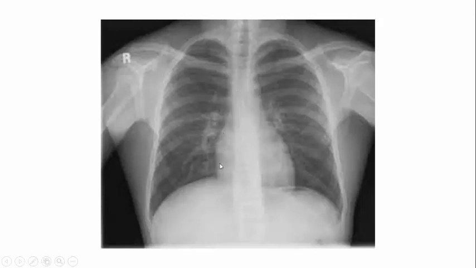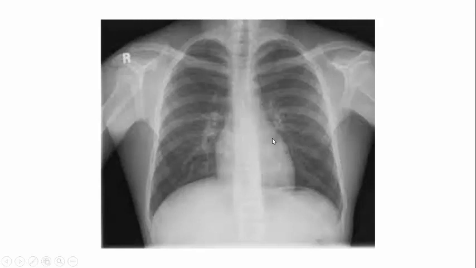And regarding the cardia, you have to see the margins of the cardia. They have to be very sharp, since if any pathology is abutting the heart, then there could be some blurring of the heart margins. And also regarding the size of the heart, there is something called the cardiothoracic ratio, that is, the heart diameter should not be more than 50% of the thoracic diameter.